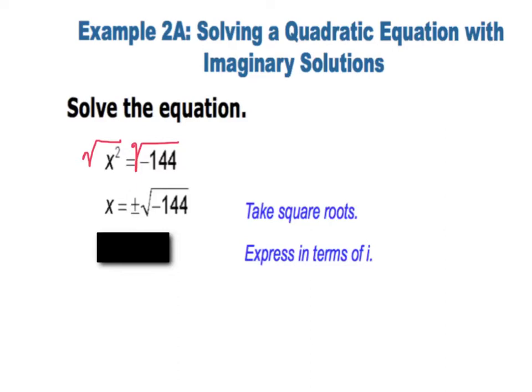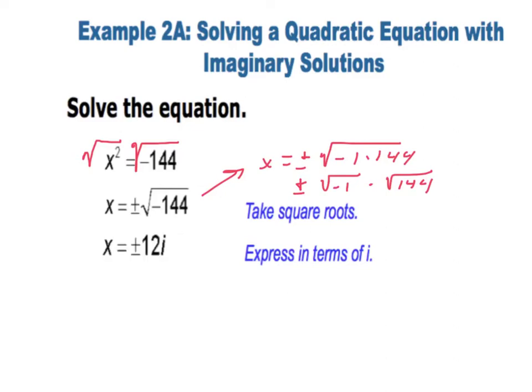Now remember, that is equal to, so x is equal to plus or minus the square root of -1 times 144, which we can break up to be plus or minus the square root of -1 times the square root of 144. And is there a perfect square in 144? Well, yes, 144 is a perfect square. So what does that mean for us? Well, that simply means that you can take the square root of -1, which is i, and the square root of 144, which is 12. Yes, so our answer is plus or minus 12i.